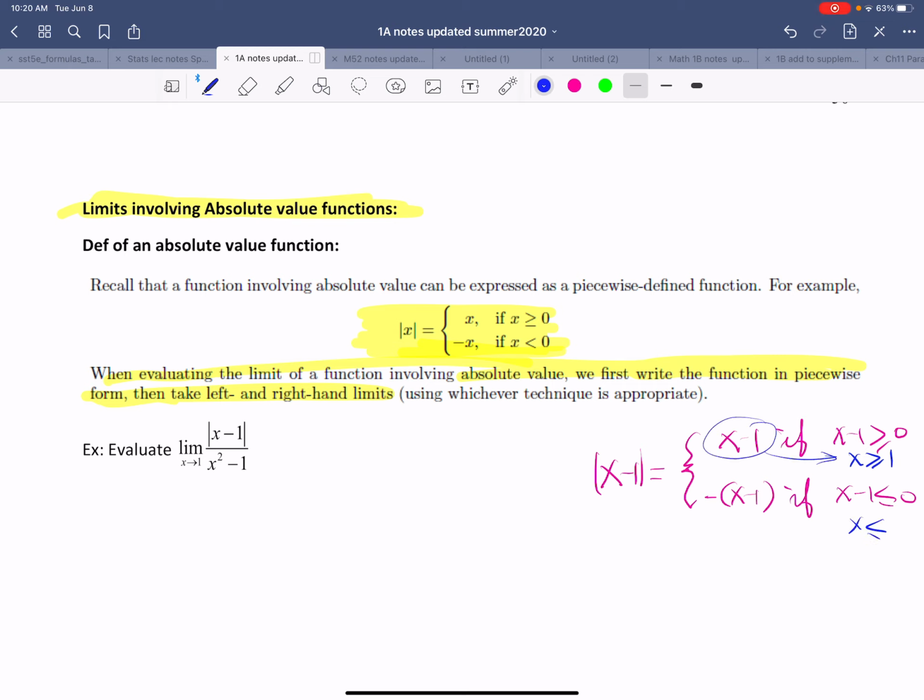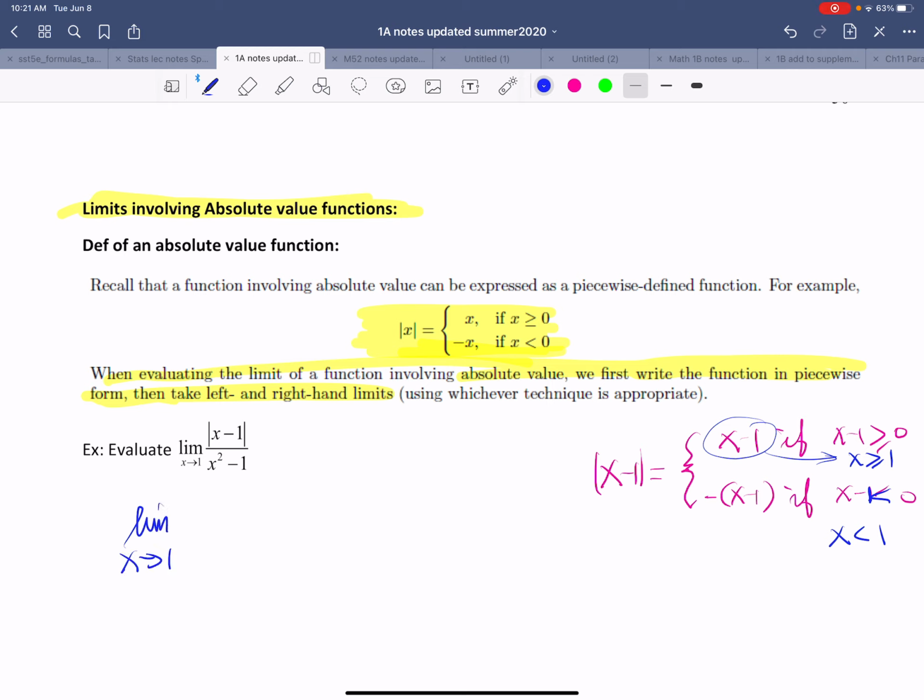Both of them cannot have an equal sign, so one of them has to have the equal sign. If x is less than 1, then x minus 1 is less than 0, and that means the absolute value of x minus 1 is equal to the negative of x minus 1, or the opposite of x minus 1. So let's go ahead and evaluate the one-sided limit.